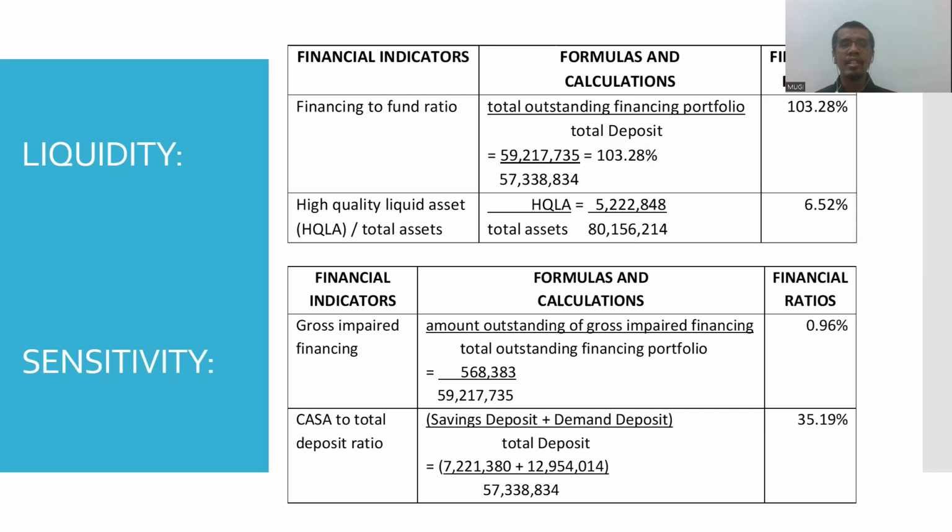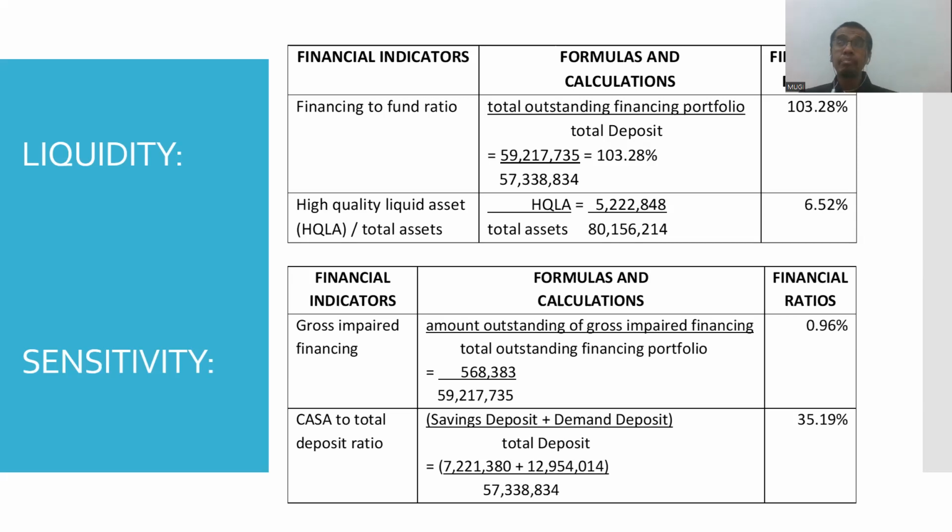because they only had less than 1% of gross impaired financing. This is quite satisfying, quite outstanding, quite very good for the Bank Islam Malaysia Berhad.